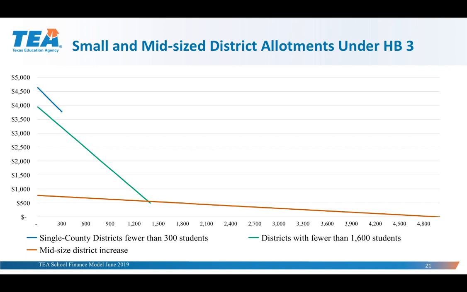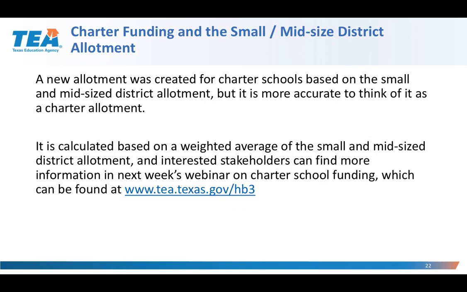The orange line represents the mid-size district allotment. Notice on the y-axis, the scale has shifted to represent the incremental amount used in the standalone allotment, whereas the previous chart represented amounts that essentially replaced the basic allotment for use in all other Tier 1 allotments. A new charter allotment was also created by HB 3, based on a weighted average of the small and mid-sized district allotment. Interested stakeholders can find more information in next week's webinar on charter school funding.